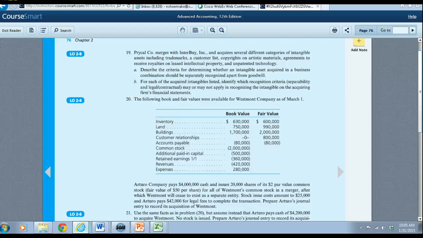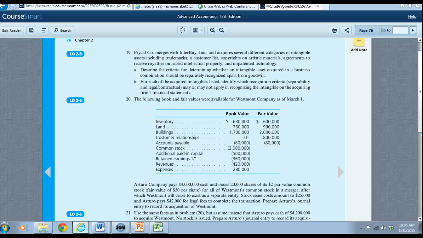Okay. Number 20. The following book and fair values are available for Westmont as of March 1st. So it gives us the various book values. But it adjusts for some fair values: the inventory has gone down, the land has gone up, the building's up. There's something that's not on the books of Westmont, customer relationships, that we'll have to add. Okay? So Arturo Company pays $4 million cash and issues 20,000 shares of its $2 par value common stock. Now it's telling us the fair value is at $50 a share for all of Westmont's common stock in a merger, after which Westmont will cease to exist as a separate entity.